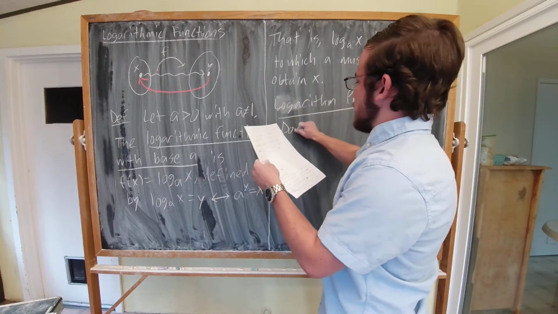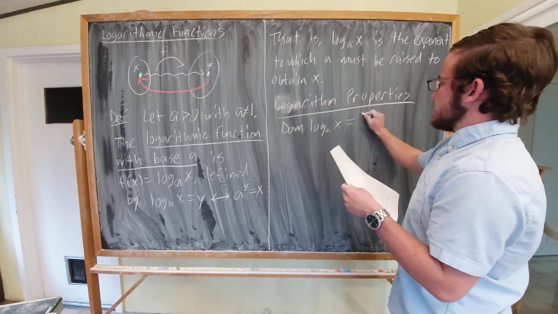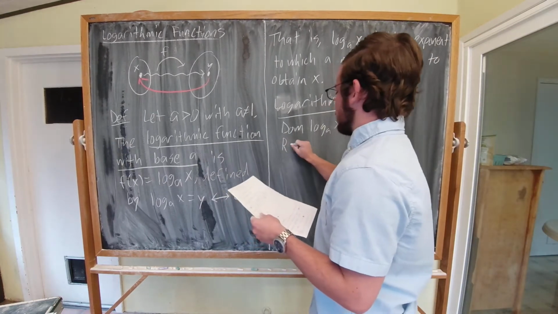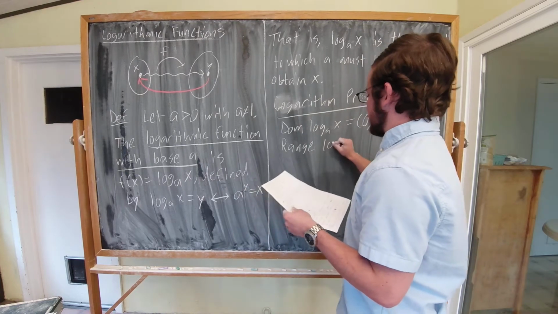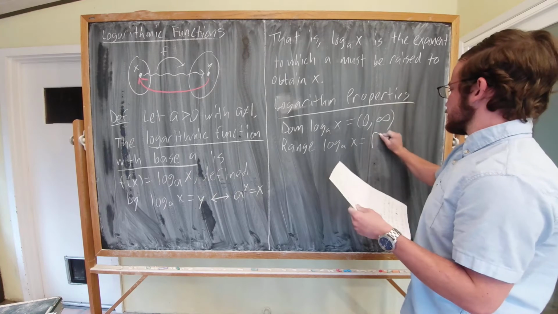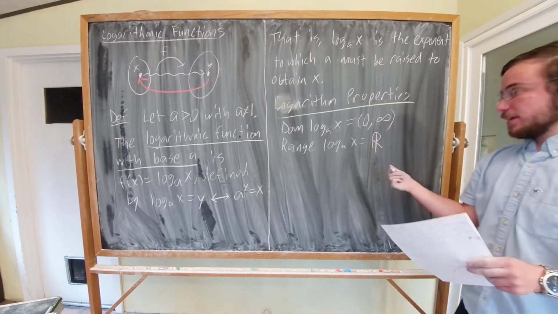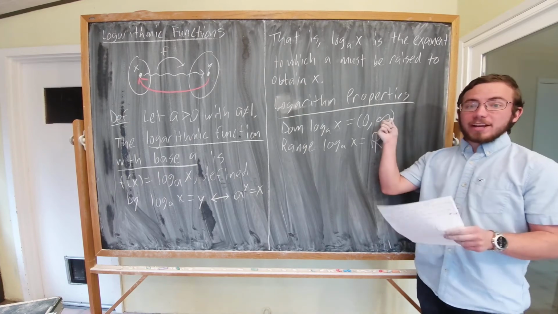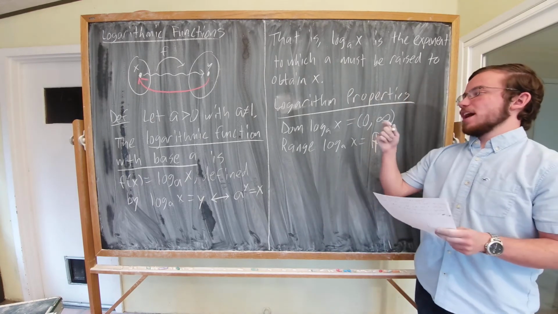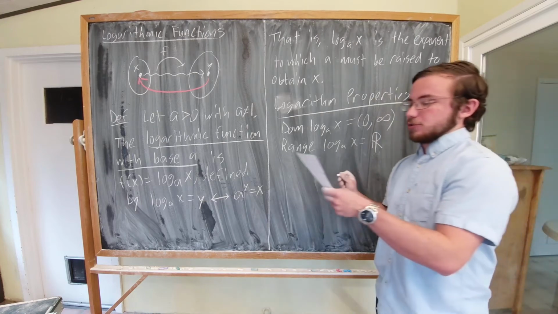The domain of log base a of x is 0 to infinity, and the range of log base a of x is all real numbers. Both of these come from the fact that it's the inverse, which means instead of having domain R and range 0 to infinity, which would be the exponential function a to the x, instead it's going to have domain 0 to infinity and range R. Those swap when you talk about inverse functions.